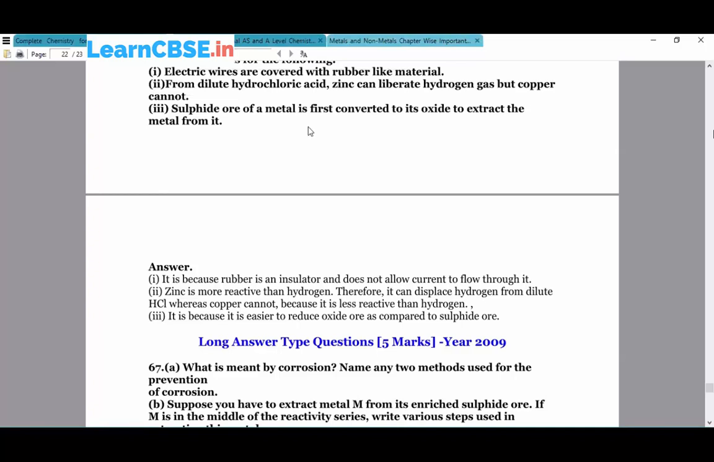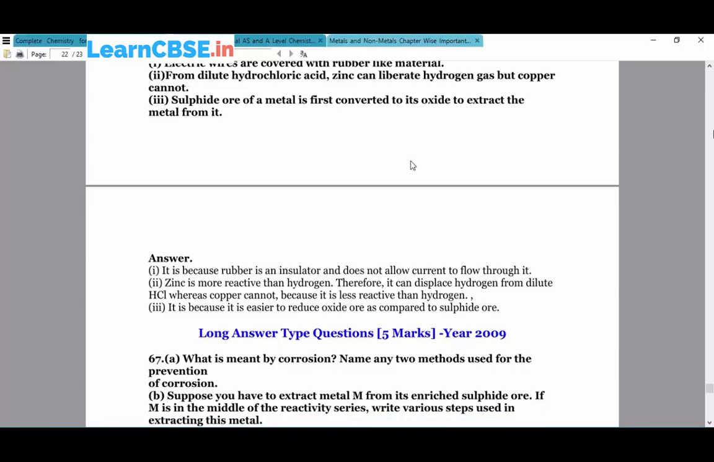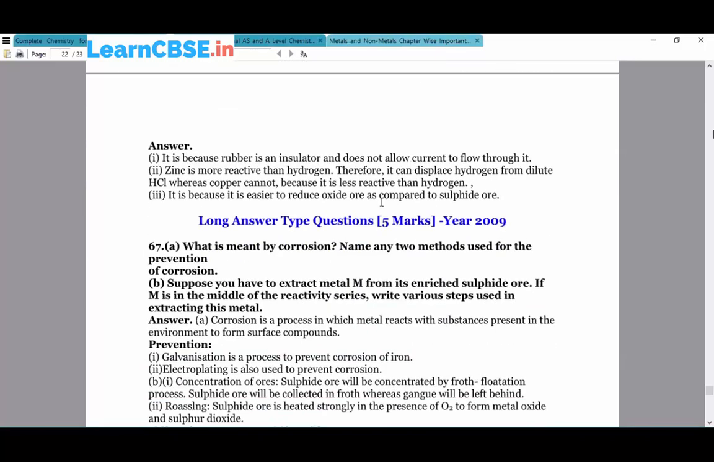Sulfide ore of a metal is first converted to its oxide to extract the metal from it because it is easier to reduce the oxide ore as compared to the sulfide ore.